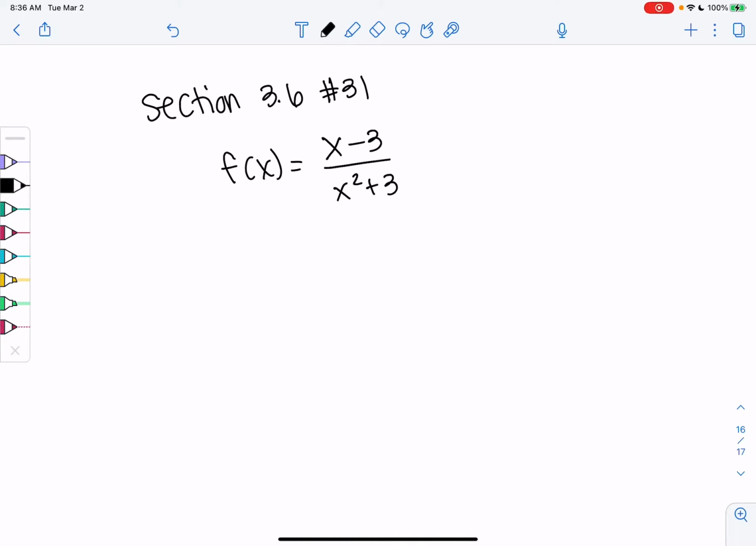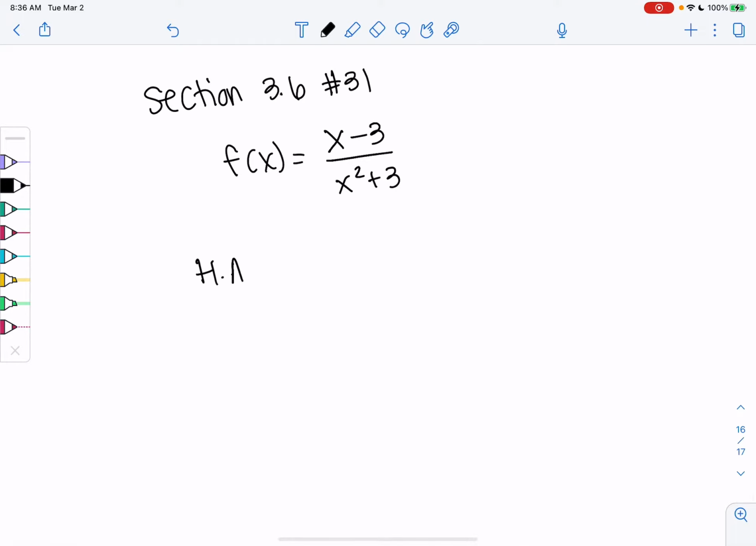Hi, Math 20. Let's check out number 31 and 3/6. So we're going to graph (x minus 3) over (x squared plus 3). And then it also tells us that the function crosses the horizontal asymptote. So remember, we may cross horizontal asymptotes, but vertical asymptotes we never cross. Never.